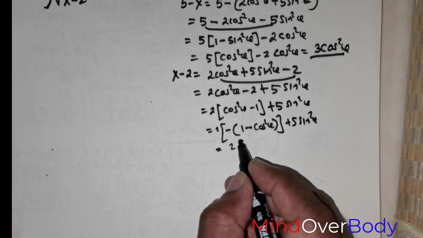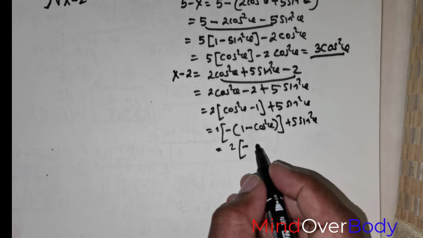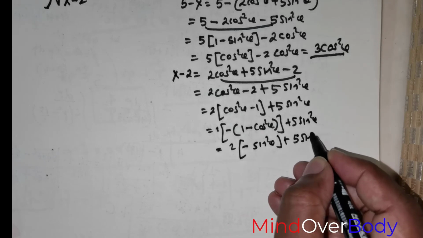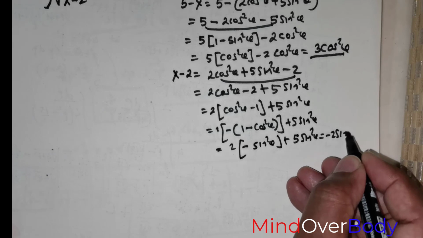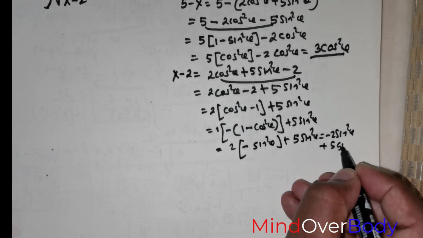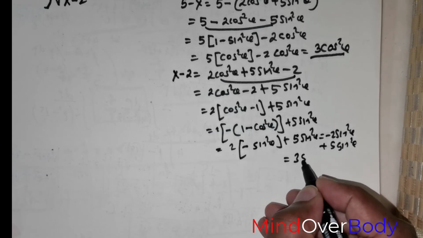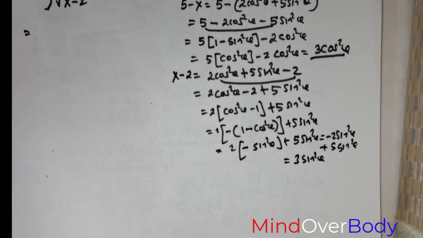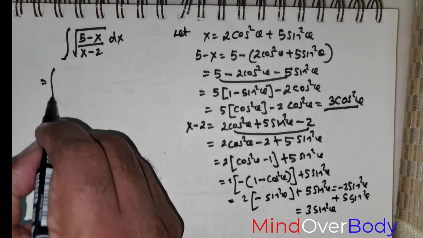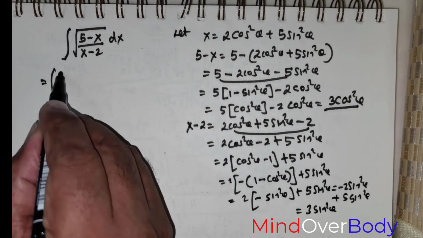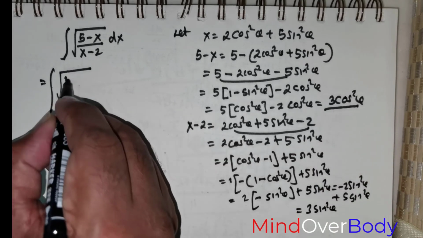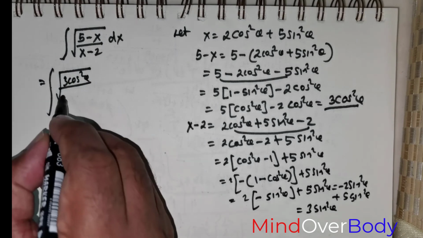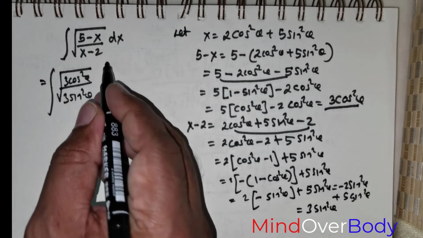So this is equal to 2 times of negative, 1 minus cos square theta is sin square theta, followed by 5 times sin square theta. This is minus 2 sin square theta plus 5 sin square theta, which would give me 3 times sin square theta. So that's fair enough. So this is equal to the integral of root of 5 minus x, which is 3 times cos square theta, divided by x minus 2, which is 3 times sin square theta. Now there is a dx there.